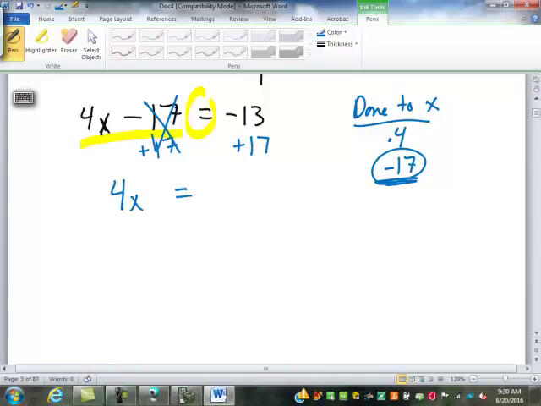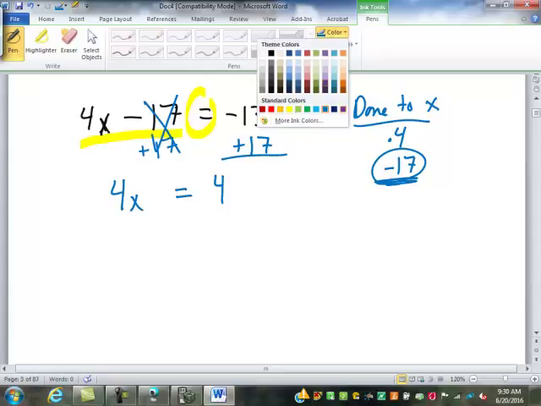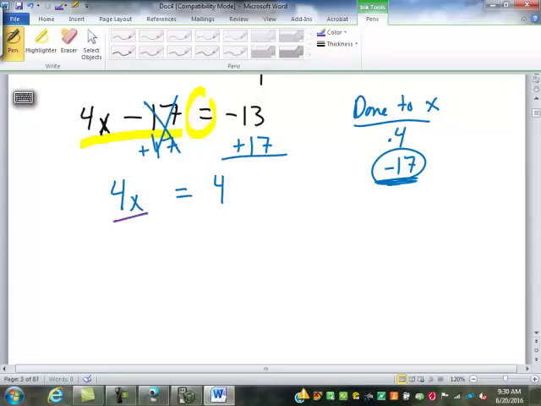What is negative 13 plus 17? 4. Very good. Now what? Divide by 4. Makes the 4 go away. We just have x. We have to divide by 4 over here to give us 1.